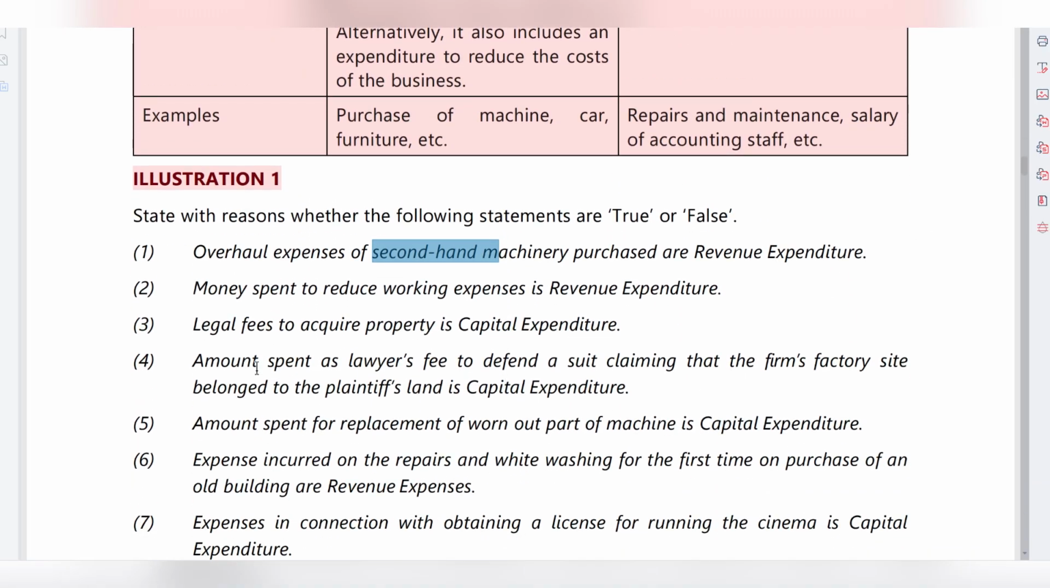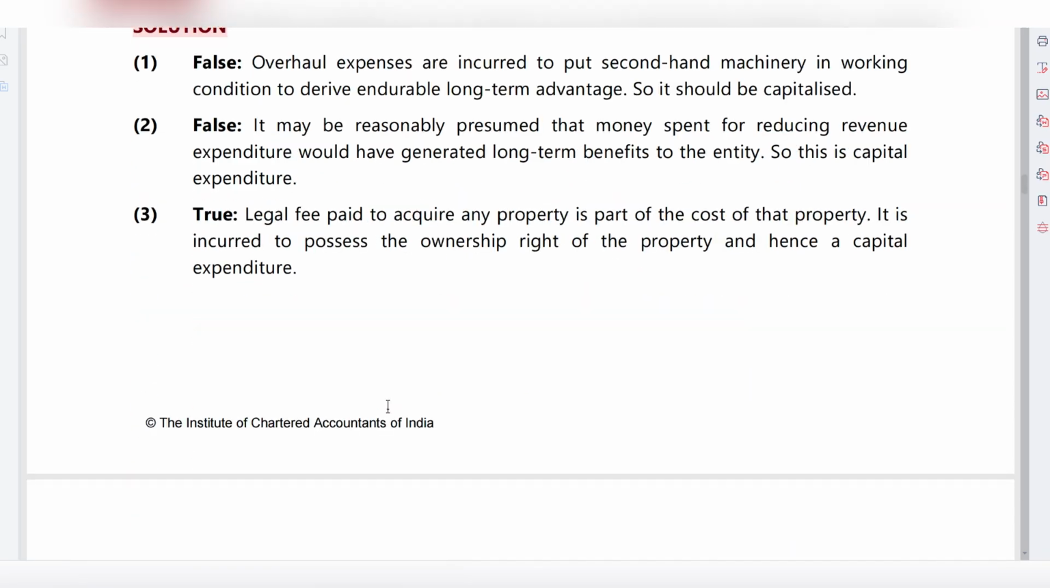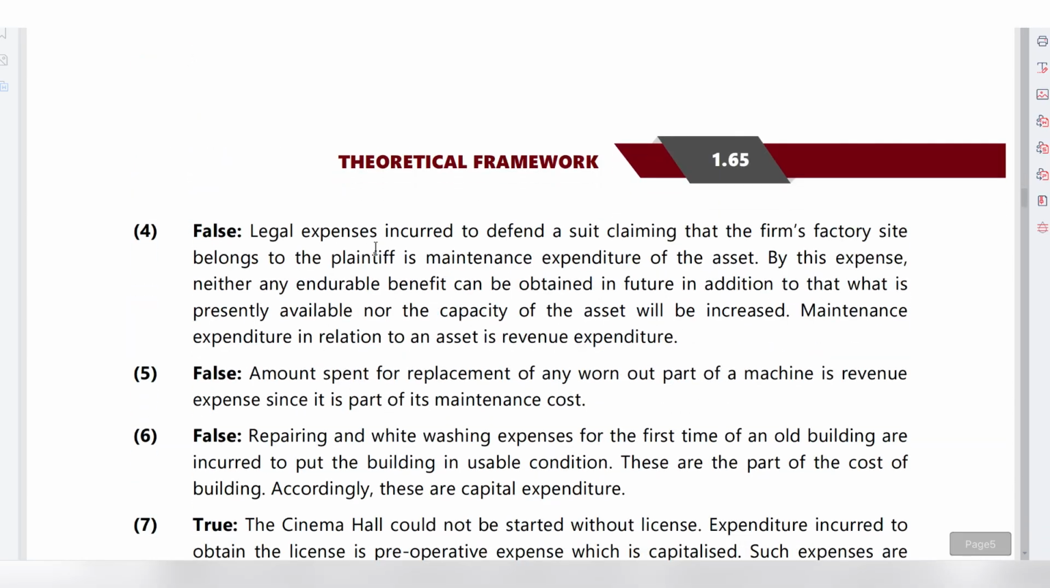Now coming to amount spent as lawyer's fee to defend a lawsuit claiming that the firm's factory site belonged to a plaintiff's land is capital expenditure. This is false. Legal expenses incurred to defend a suit claiming that the firm's factory site belongs to someone is maintenance expenditure of that asset. By this expense, neither any benefit can be obtained in future in addition to what is presently available, nor the capacity of the asset will be increased. Maintenance expenditure in relation to an asset is revenue expenditure.